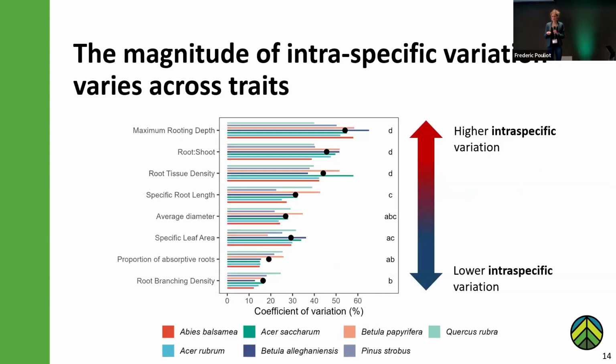If we look at this intraspecific variation across traits, which we did by computing the coefficient of variation, we have traits that present high intraspecific variation, with a coefficient of variation of 40 to 50%. Those are the traits up on the graph. And we have root traits that present very small intraspecific variation, with a coefficient of 10 to 20%.